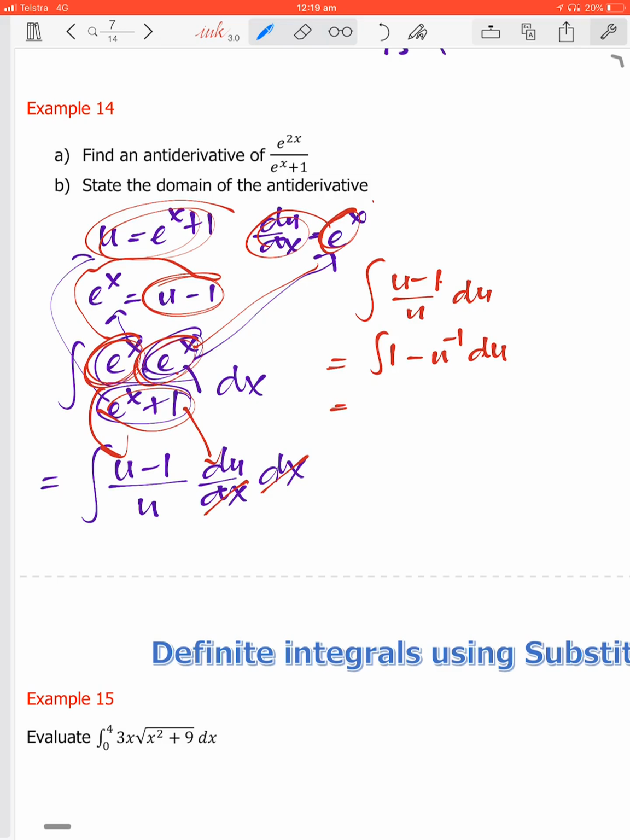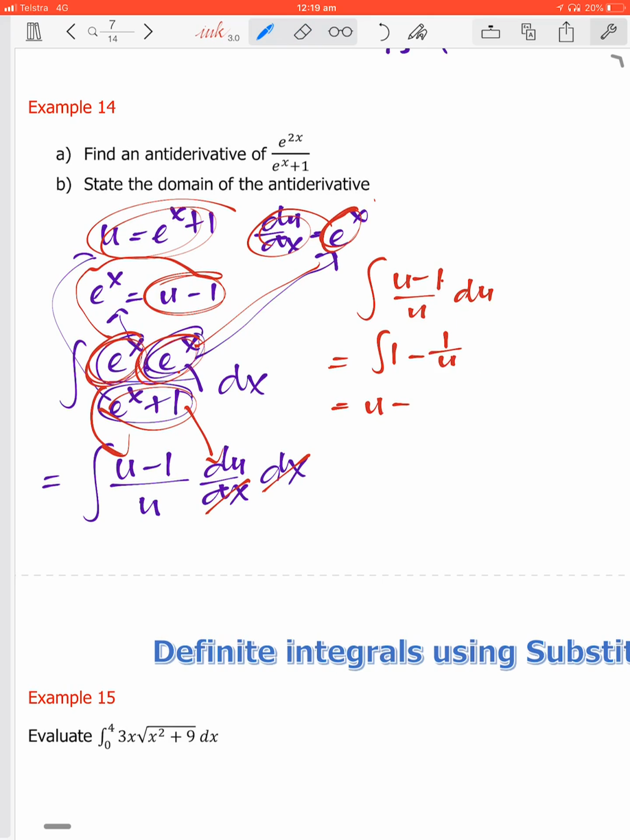We know that when I integrate 1, I get u. If I add 1 to that, I get 0. So we probably should have left it as 1 on u du. Now we know when we integrate 1 on u that it's log e mod u and then plus c. So our integral is u, which is e to the x plus 1, minus log e of u, which is e to the x plus 1, and then plus c.